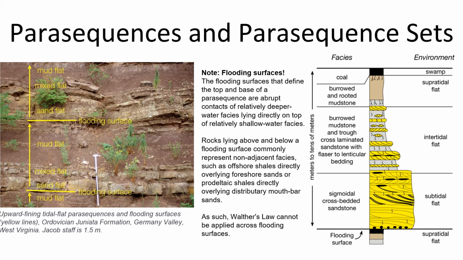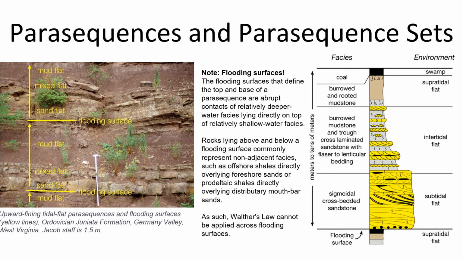And here's another example. This is from the Juniata Formation in Germany Valley, West Virginia, which is Ordovician in age. So tidal flat parasequences and the flooding surfaces. Now, I have a note about flooding surfaces. The flooding surfaces that we see that define our top and our bottom of the parasequences are going to be abrupt. But they're going to be representing relatively deeper water facies right on top of shallow water facies.